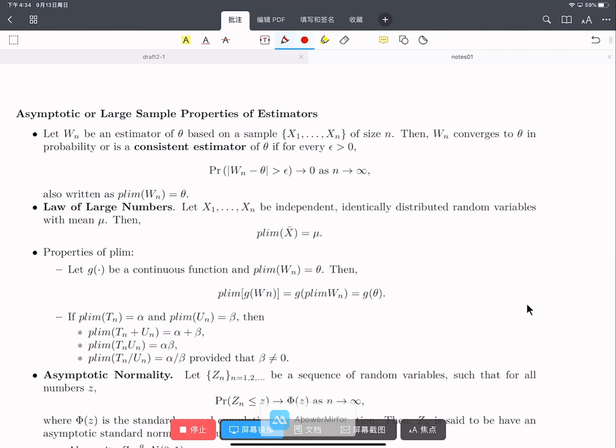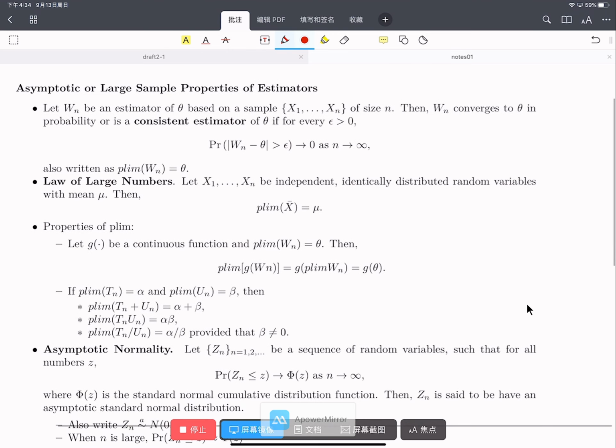The other concept I want to emphasize is about the large sample properties. It basically tells you what could happen if the sample size is increasing. We are particularly interested in the so-called consistent estimate. We want an estimate that has the property called consistency, which basically means that if the sample size is growing, the estimate becomes more precise about the parameter that we want to estimate. The notation is a bit complicated.